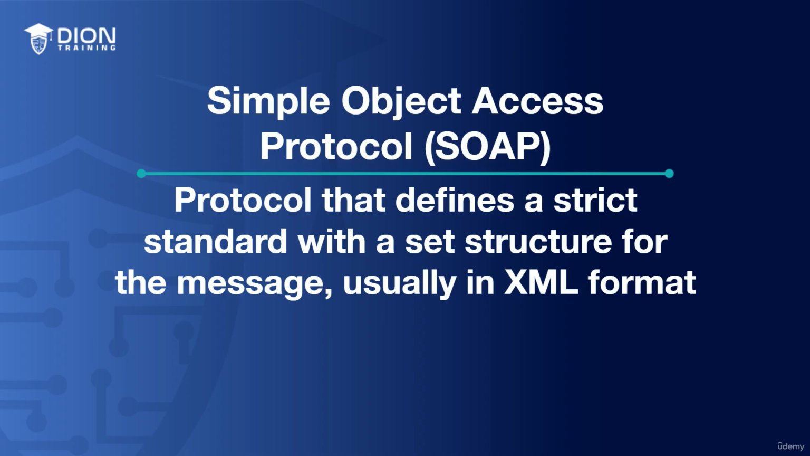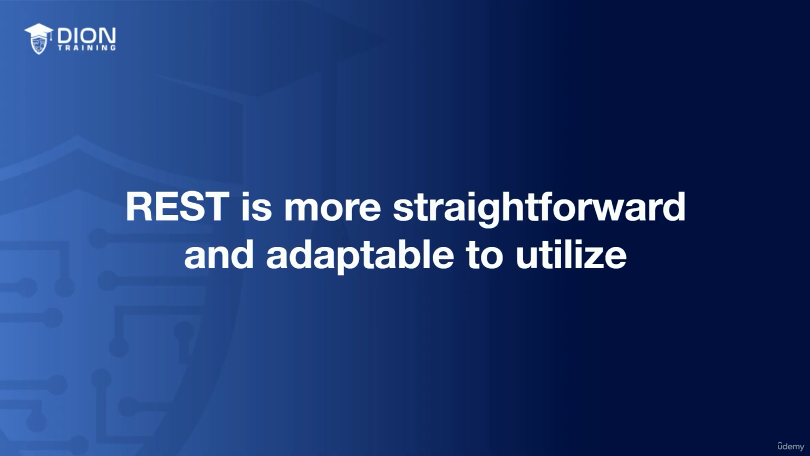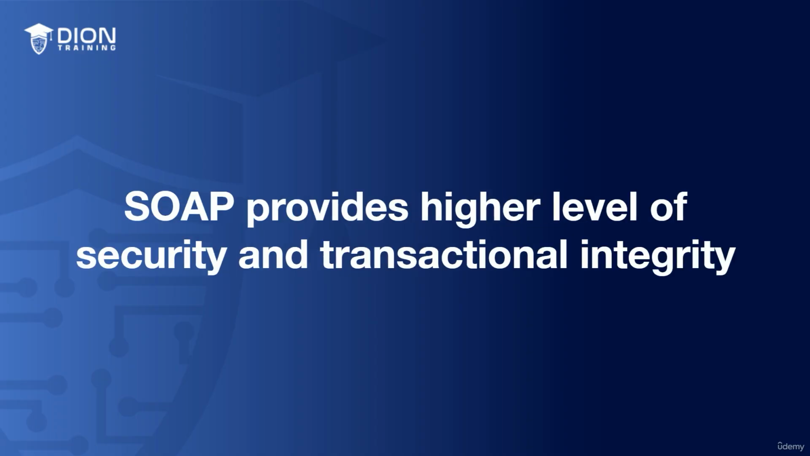SOAP, or Simple Object Access Protocol, is a protocol that defines a strict standard with a set structure for the message, usually in XML format, that includes a header and a body that is used to transfer data between two different services. SOAP is known for being more robust than REST by having some additional security features and its ability to provide transaction compliance. This makes it a great choice for any enterprise-level web services where complex transactions and regulatory compliance are essential. While REST is generally more straightforward and adaptable to utilize, SOAP does provide us with a higher level of security and transactional integrity that caters to some different use cases and requirements.